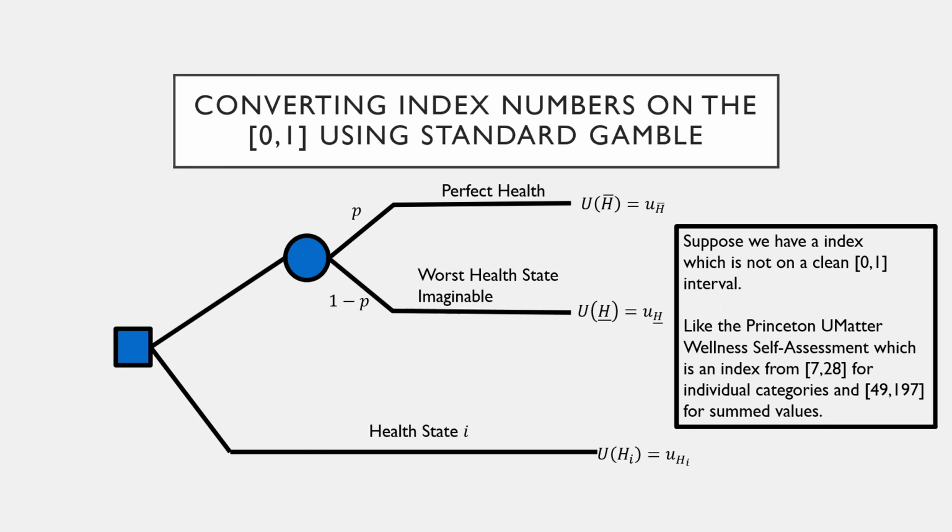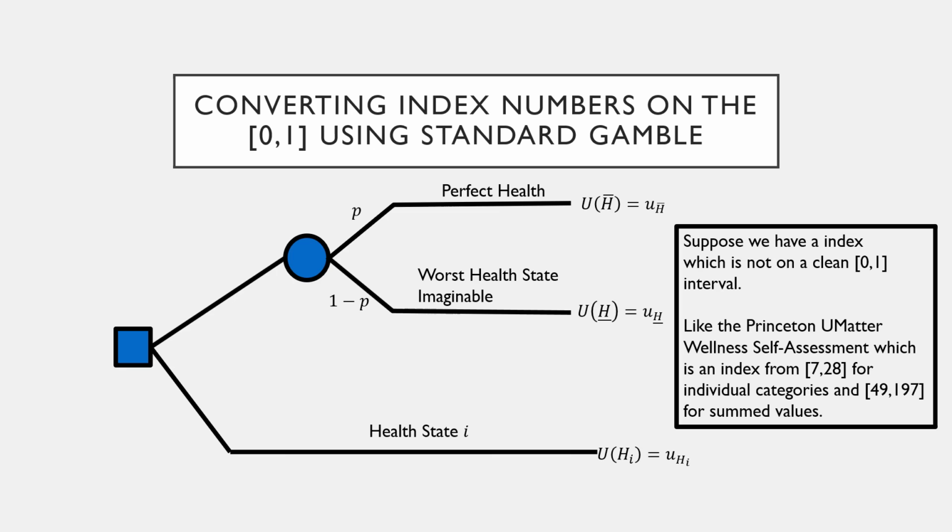So let's talk about converting index numbers on the 0-1 interval using standard gamble. Recall, what we seek to do in the context of standard gamble is identify the utility associated with a particular health state. What we essentially ask is, what would place an individual indifferent between a gamble between perfect health and some worst imaginable health state, and taking on that health state I, which is unvalued. But if we already have a pre-existing index, our work is pretty much done. It's just a matter of algebra.